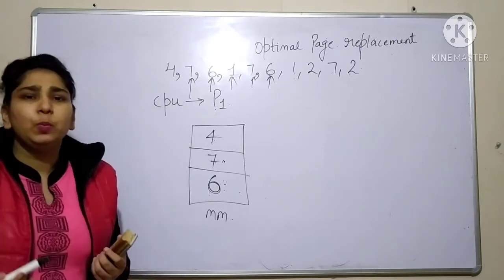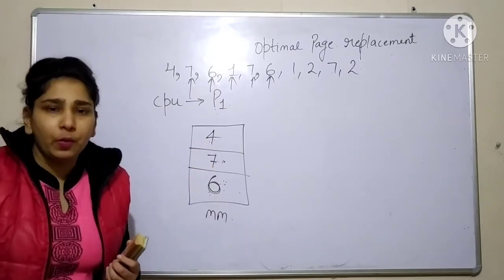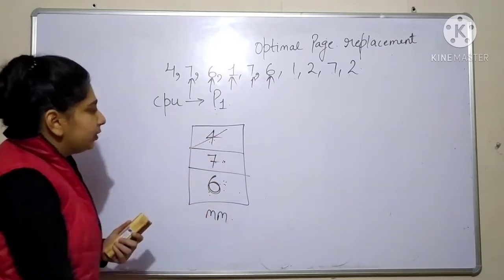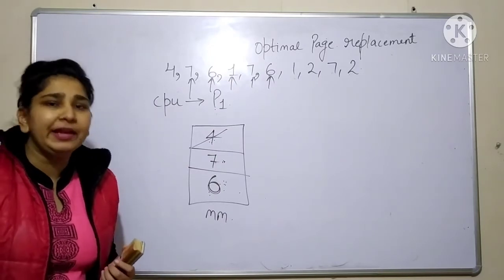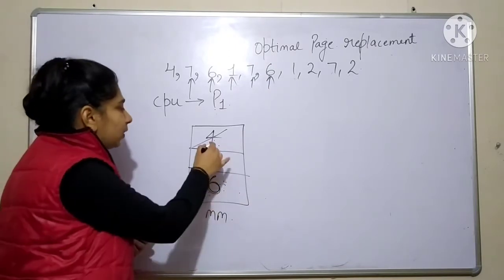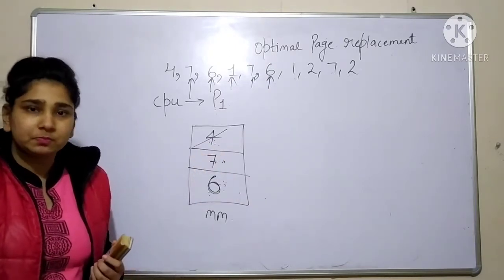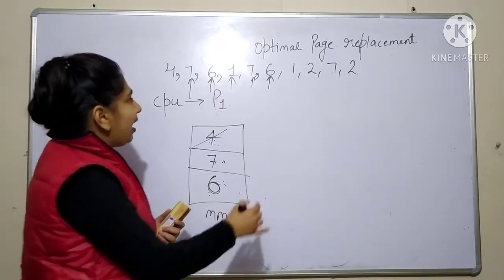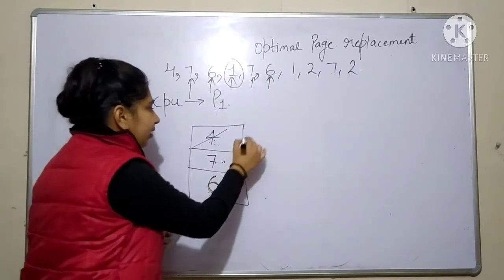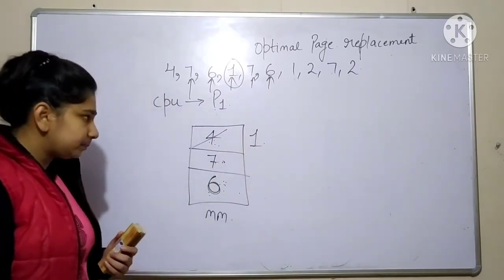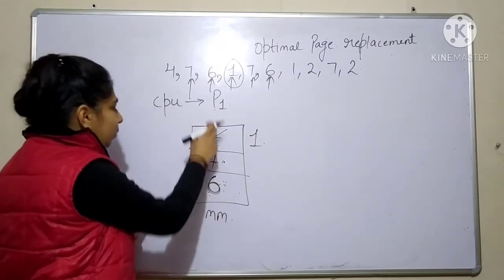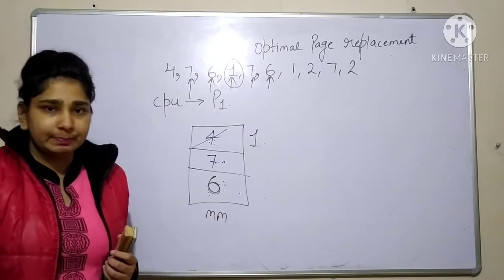Now CPU doesn't want this page anymore. So what are we going to do? We are going to swap out this 4th page from the main memory because your CPU is never going to request this page in the future. Okay, so now I am going to load this first page in the main memory. I am loading page 1 of process P1 in the main memory.